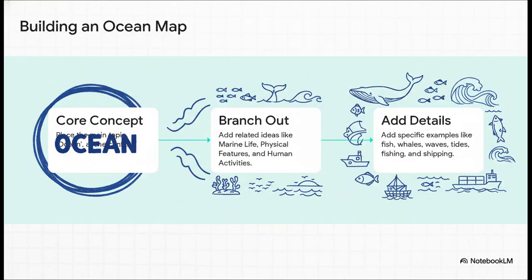And building one is actually super intuitive. Let's say you start with ocean as your main idea. From there, you just branch out to related topics, right? Like marine life or human activities. Then you go another level deeper with specific details. Fish and whales, waves and tides, fishing and shipping. And boom, just like that, you got a map where every single connection has a clear, logical meaning.